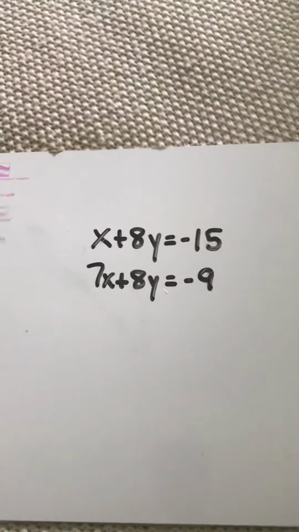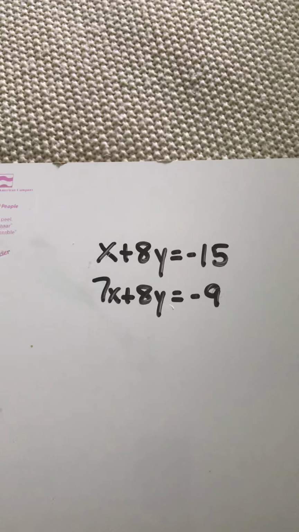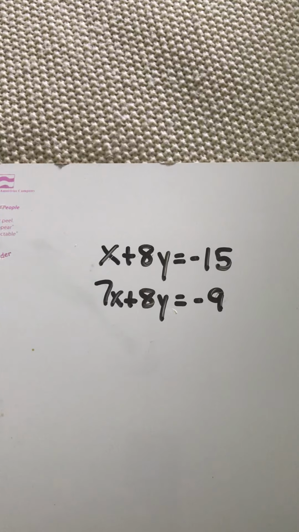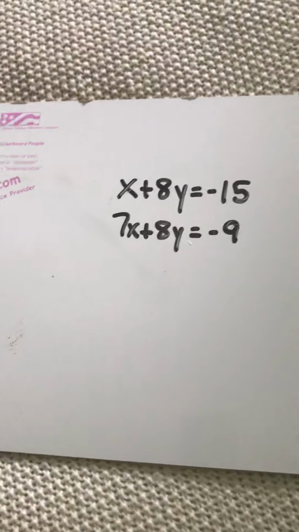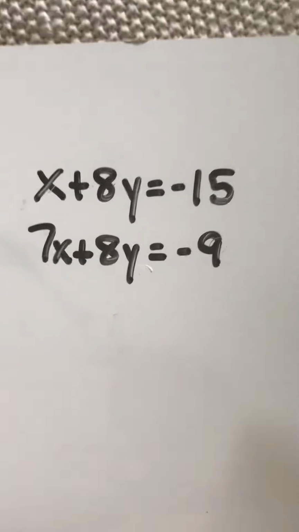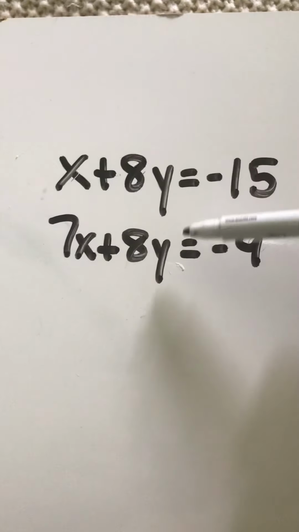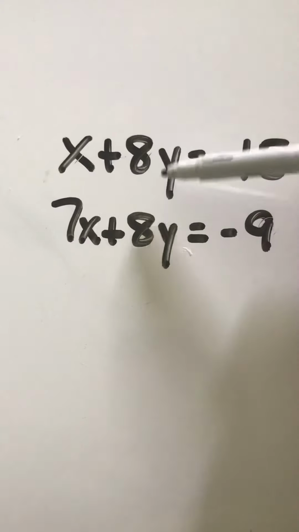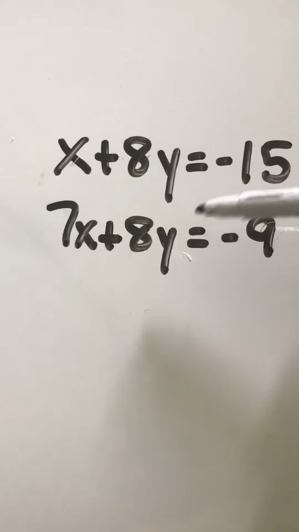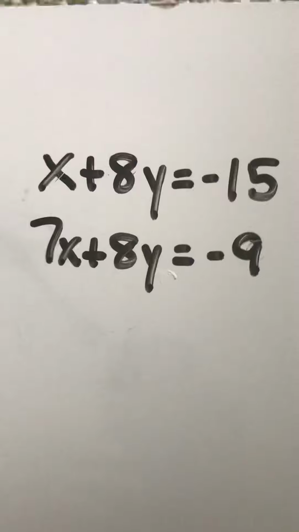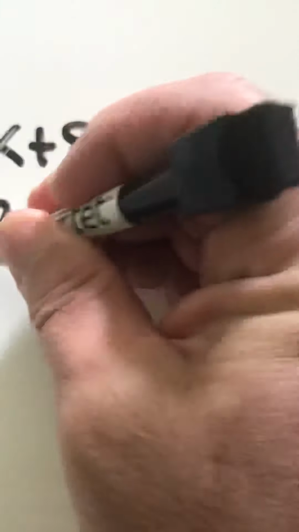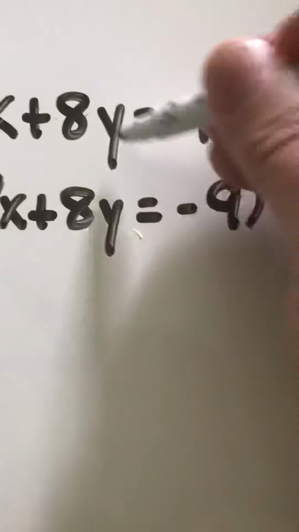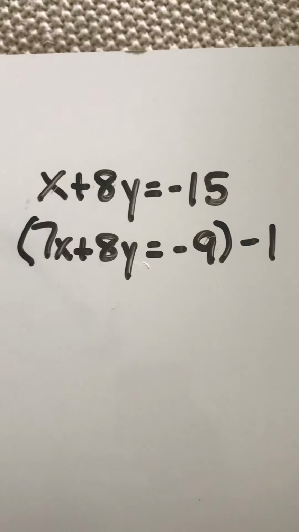Okay, our first equation is x plus 8y equals negative 15 and 7x plus 8y equals negative 9. And from this we can see that probably the easiest to do is elimination because we have our coefficients, an 8 and an 8, and the easiest thing to do would just be multiply by negative 1 to get the opposite coefficient to be able to get that negative 8. So we're going to do that.